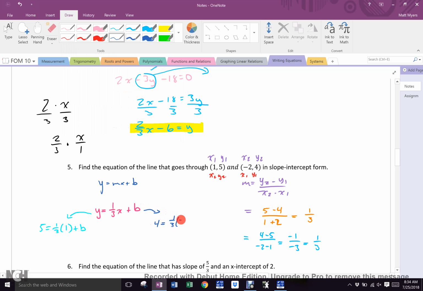Now, is that technically done? Is that the equation of the line in one of the acceptable forms? Yes, because y minus 0 is y. Right? You're allowed to leave stuff like that once you get to one of the forms.